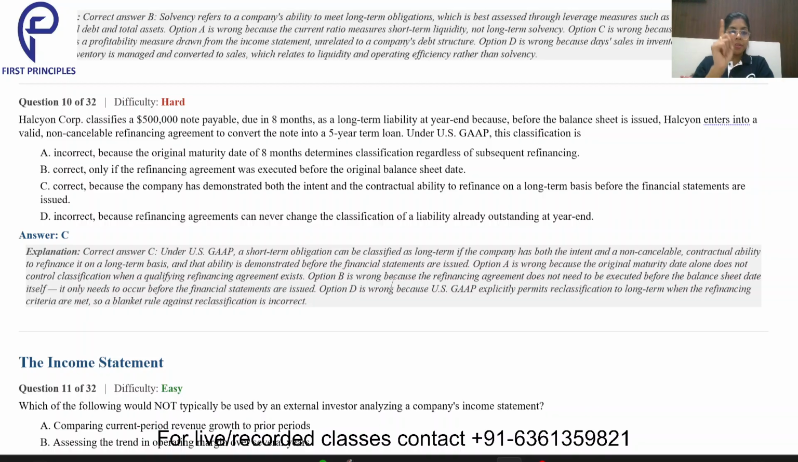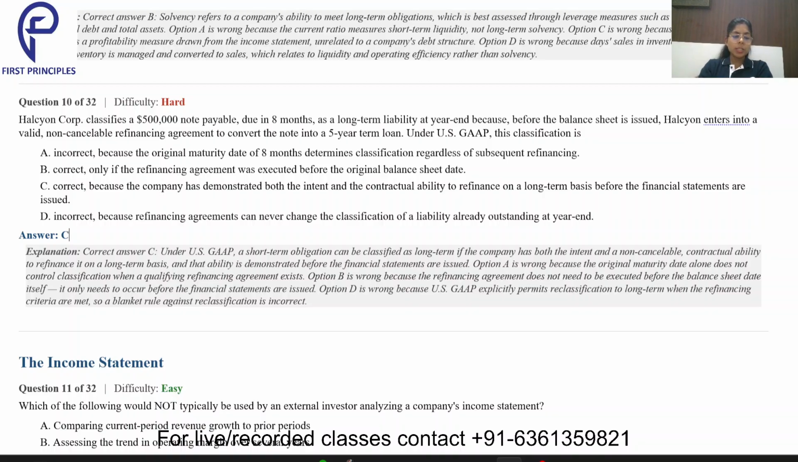So that is why recording this 500,000 note payable as a long-term liability will be correct. Why? Because Halcyon entered into a valid non-cancellable refinancing agreement to convert the note into a 5-year term loan. That means they already made this agreement before the balance sheet issue date to convert that particular note into a long term 5-year term loan. Now, the correct answer will be either B or C.